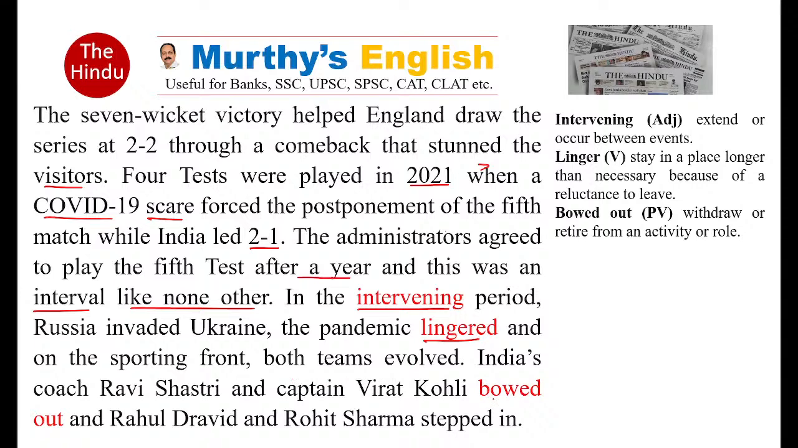Then it provides information on how the teams evolved. India's coach Ravi Shastri and captain Virat Kohli bowed out. This is a phrasal verb. In this context, what does it mean? Withdraw or retire from an activity or role. Ravi Shastri as a coach, and Virat Kohli as a captain bowed out, and Rahul Dravid in place of Ravi Shastri and Rohit Sharma in place of Virat Kohli stepped in. Dravid became the coach and Rohit Sharma became the captain.